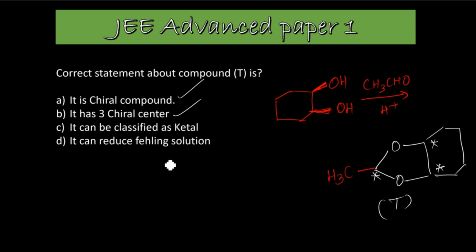And option D is it can be reduced. It can reduce Fehling solution. So what is the criteria to reduce Fehling solution? To reduce Fehling solution, that must be an aldehyde, right? So what the option is saying, it is a chiral compound. It is having some chiral center, but it is not a chiral compound because of this, right? It is having symmetry. So this is not a chiral center. This is not classified as ketol, and it can't reduce Fehling solution. So the answer to this question is B.